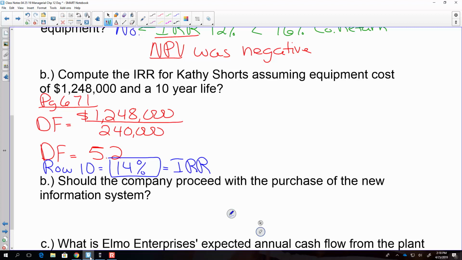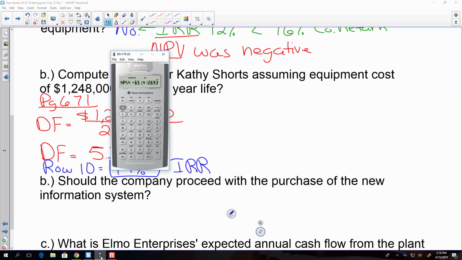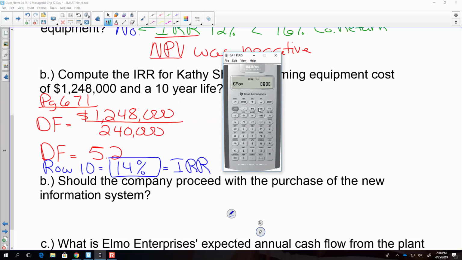Let's try our calculator quick. It doesn't take long. So we bring up our calculator. Again, click on CF, second function, clear work. So we got a clean slate here. Cash flow in year 0 is the investment, 1.248 million. So enter that in. Make sure the negative goes in. Hit the enter key.